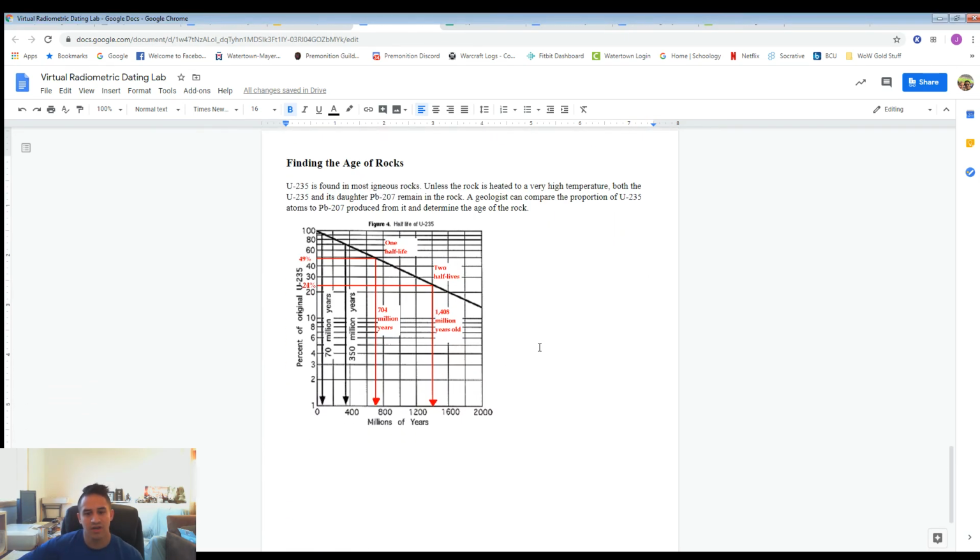That is it for the post-lab questions. That's it for this lab. Hopefully you learned a little bit about radiometric dating.